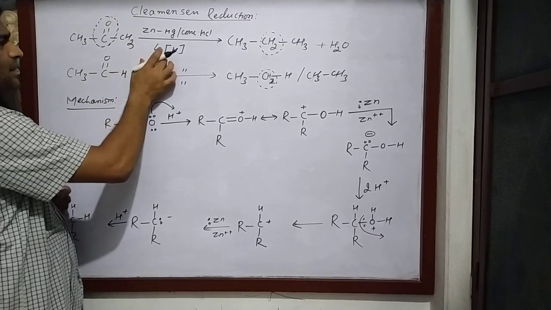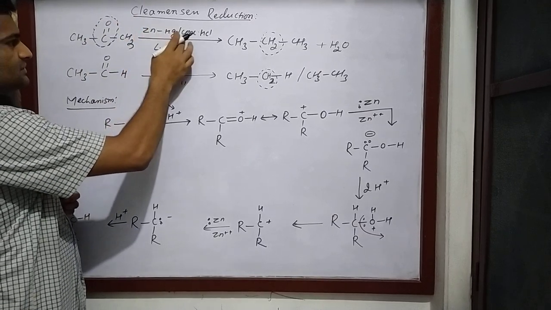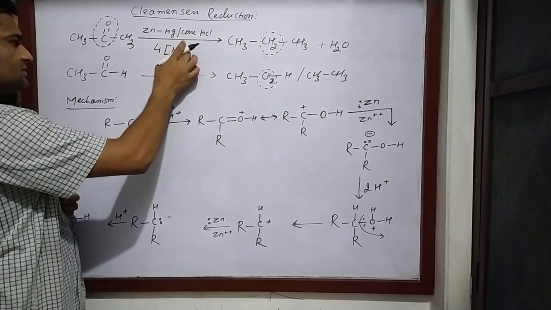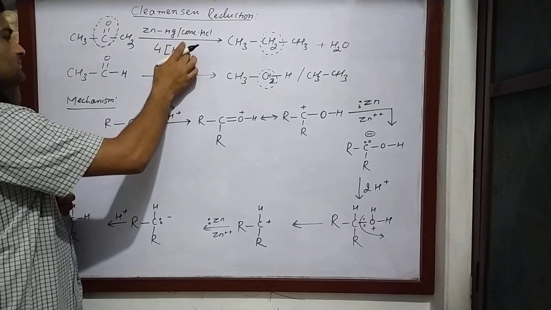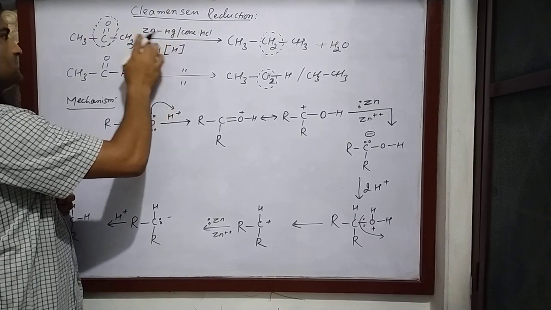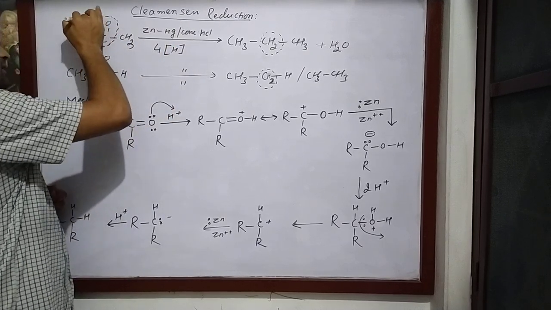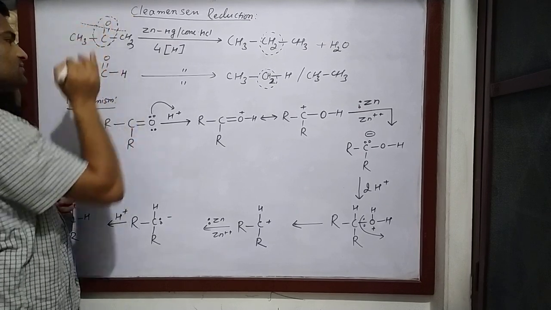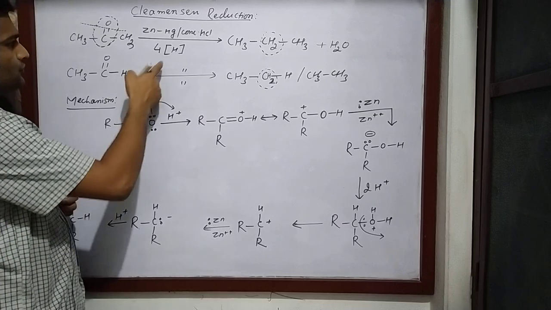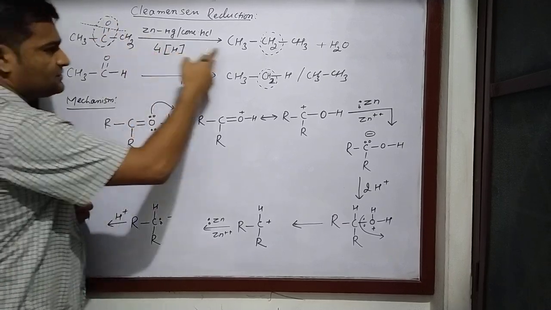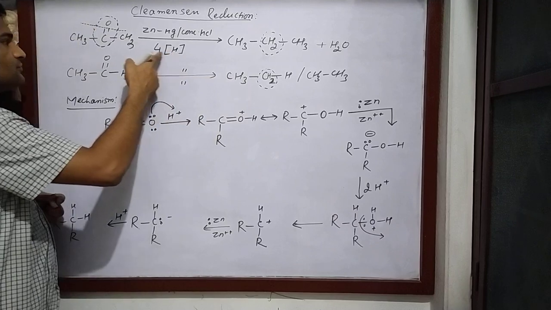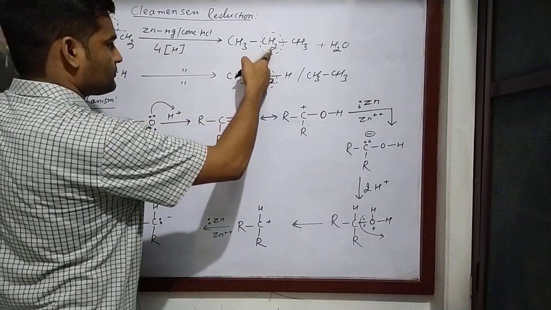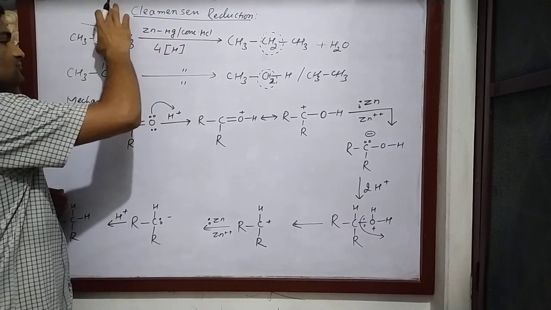And when you observe the C=O carbonyl group, in a simple mechanism, this Zn-Hg and conc. HCl mixture gives hydrogen, or nascent hydrogen. This is the simple concept, and this nascent hydrogen reduces the carbonyl group. Both the carbon-oxygen sigma and pi bonds dissociate, and two hydrogen atoms combine with oxygen to give a water molecule, and two hydrogen atoms are added to the carbon atom to give a CH2 group.